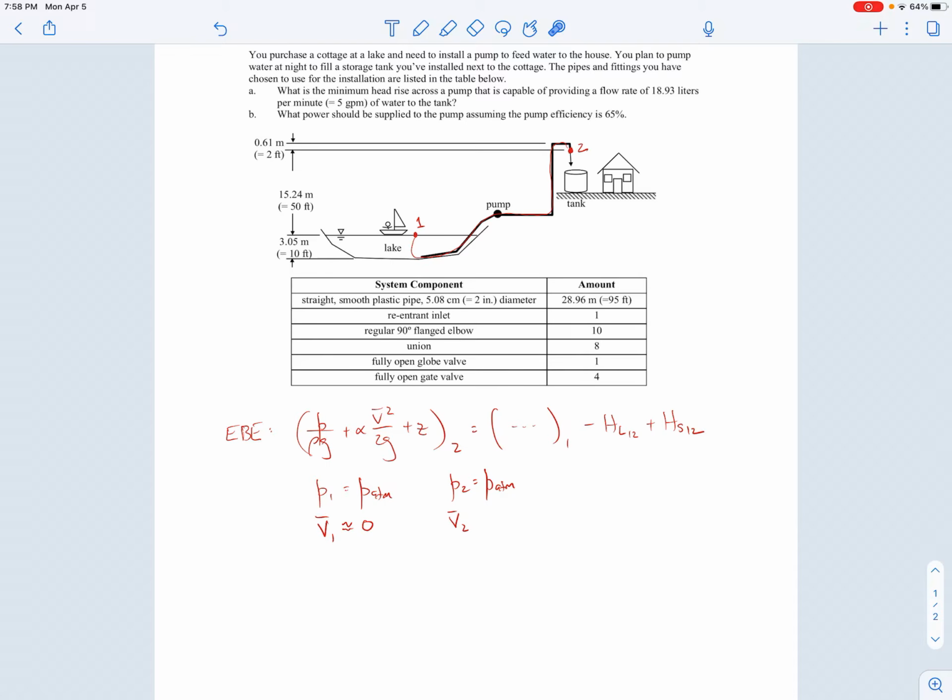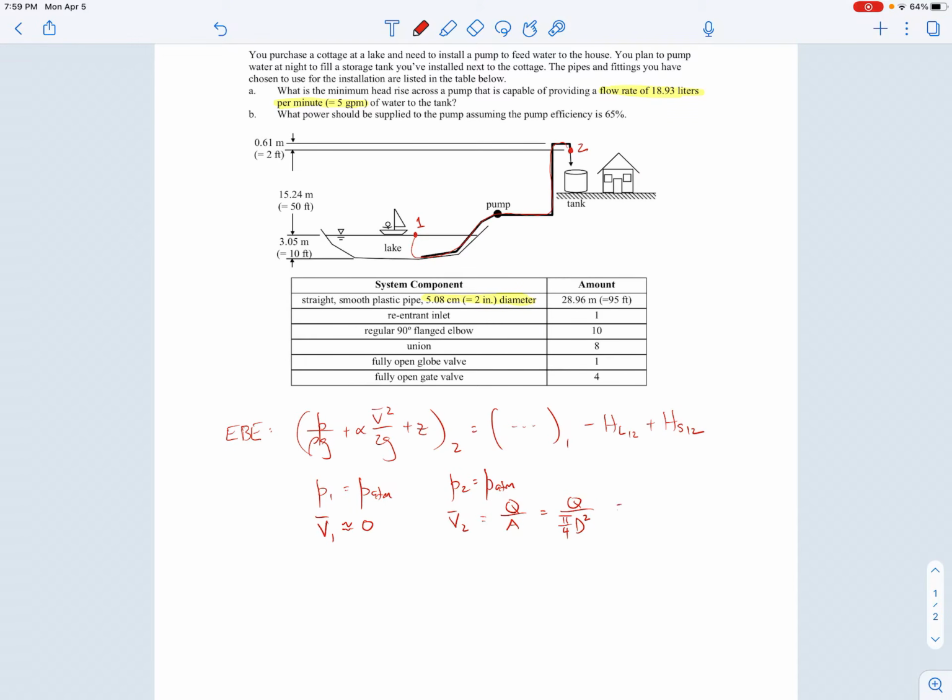Well, there we can actually calculate the velocity. We're told what the flow rate is, so let me highlight that. So we're told the volumetric flow rate is almost 19 liters per minute. And then we also know the diameter of the pipe, so we should be able to calculate the velocity right at the outlet there. So this would be the volumetric flow rate divided by the cross-sectional area of the pipe. And the cross-sectional area of the pipe would just be pi over 4 times the pipe diameter squared, and we could plug those values in.